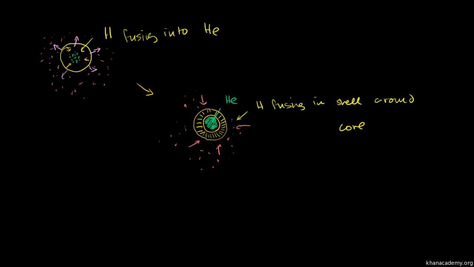And so now you have fusion occurring even faster, even faster, and it's occurring over a larger radius. So this faster fusion over a larger radius is then going to, the energy that's released from this fusion is now going to expel these outer layers of the star even further.